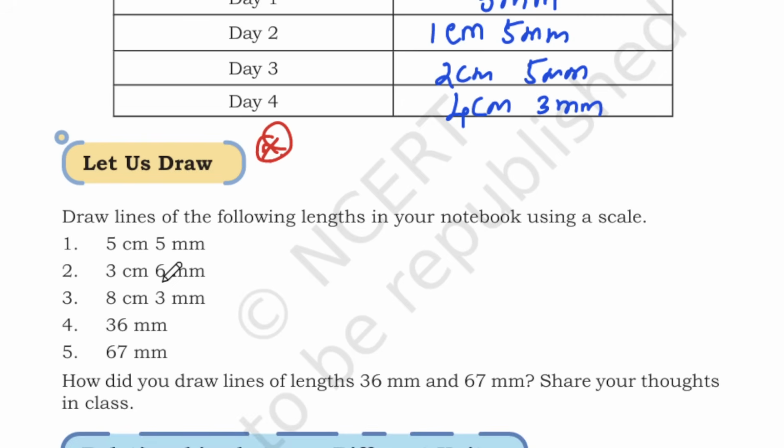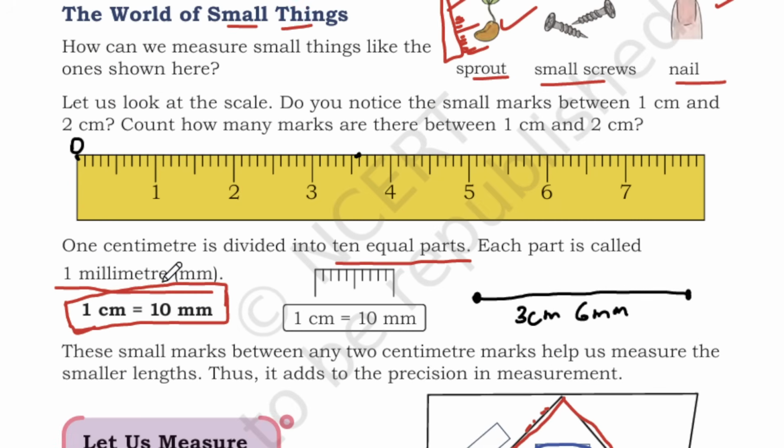Next, 8 centimeter and 3 millimeter. So where is 8 centimeter? Here we have 7 and we are completing here 8. Then 1, 2, 3, 4, 5. So 3 centimeter here.